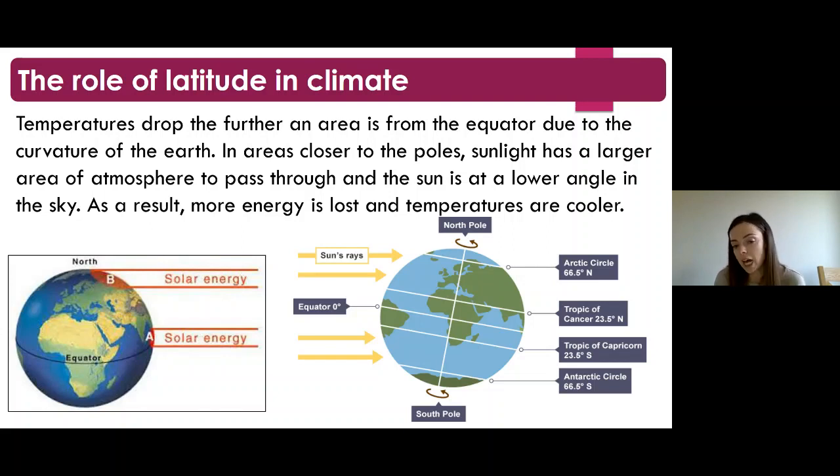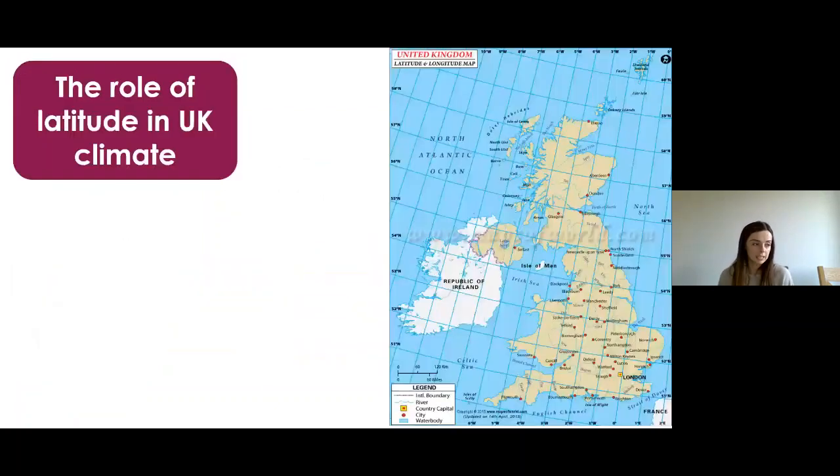Now, the areas along the equator, regardless of what the tilt of the Earth is, always receive the most of the sun's energy. That's why it's warm throughout the year, and they don't get seasons. Okay, so let's have a look at the UK specifically now.